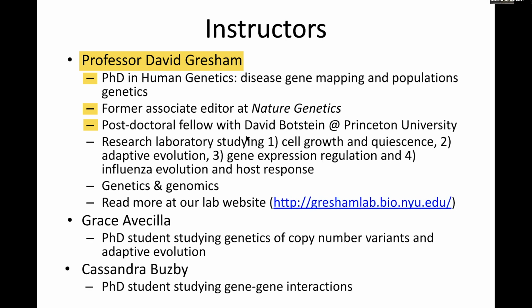And since then, I've been running a lab where we study a variety of different topics using budding yeast as a model system. We study things like cell quiescence, adaptive evolution, gene expression regulation, and more recently looking at viral evolution and host response. And my lab at NYU, which is at 12 Waverly Place in the Center for Genomics and Systems Biology, employs a lot of the methods that we'll learn about in this course. We do a lot of genetics and we use a lot of genomics, which is an extension of the foundation of genetics. And we'll learn about some genomics methods in this course as well.